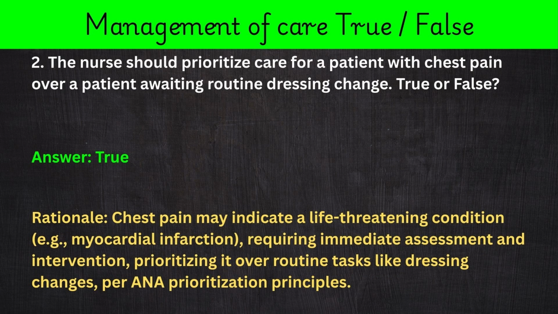2. The nurse should prioritize care for a patient with chest pain over a patient awaiting routine dressing change. True or false? Answer: true. Rationale: chest pain may indicate a life-threatening condition, e.g., myocardial infarction, requiring immediate assessment and intervention, prioritizing it over routine tasks like dressing changes, per ANA prioritization principles.